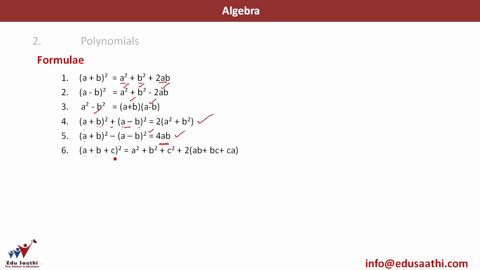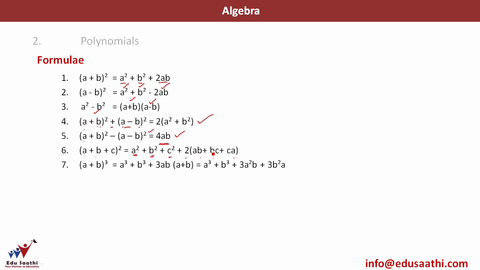(a + b + c) whole square would be a square plus b square plus c square plus 2ab plus 2bc plus 2ca. So this is the expansion that we have for (a + b + c) whole square.